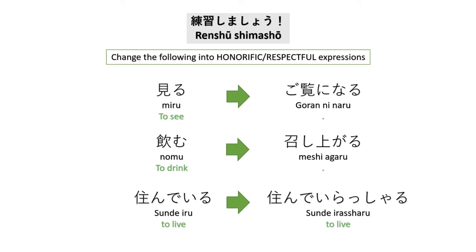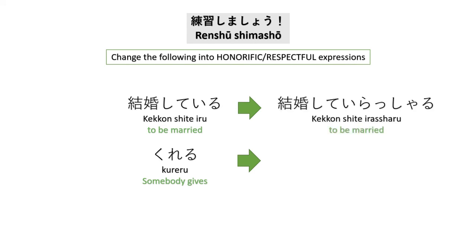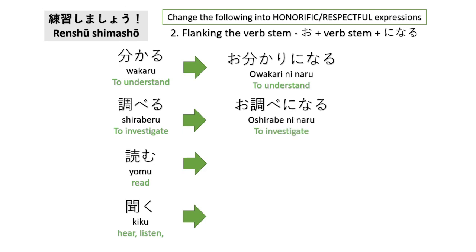Okay? For the last two, kekkon shiteru becomes kekkon shite irasharu. For kureru, kudasaru. Alright, so for the second part, flank the verb stem with o and ni naru. So wakaru becomes owakari ni naru. Shiraberu becomes oshirabe ni naru.